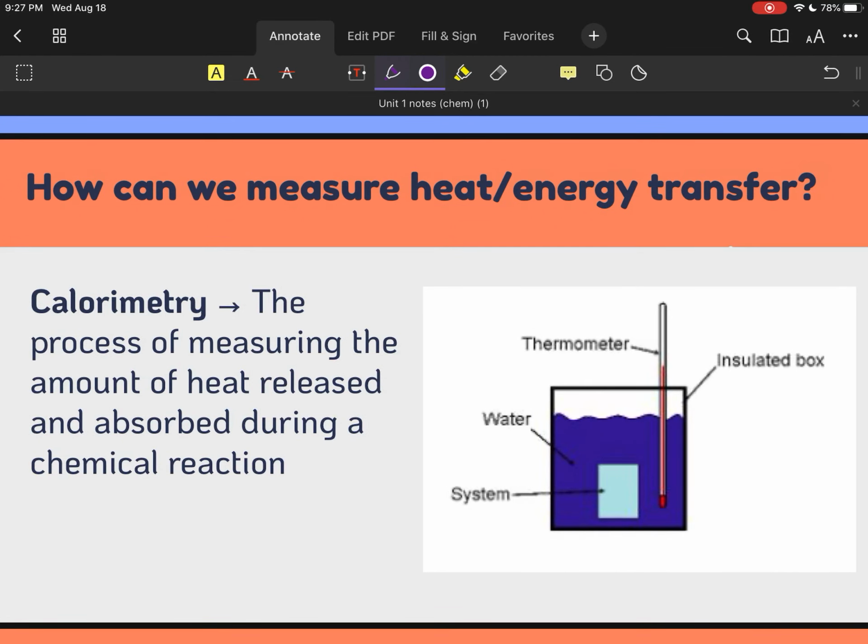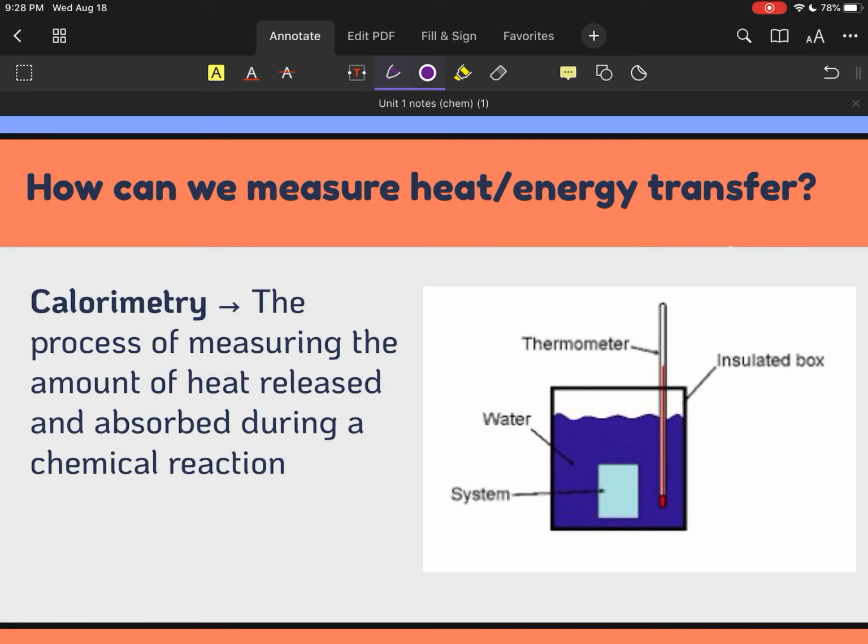So on the back of your notes page, we're going to talk about how we can actually measure this heat energy transfer. So that's what our lab is going to be based on next. We call this calorimetry. It's basically just the process of measuring the amount of heat released and absorbed during a chemical reaction. So we have a little setup here. Usually we use water just because water is readily available and cheap and easy to use. And the temperature range that water exists in is easy to read.